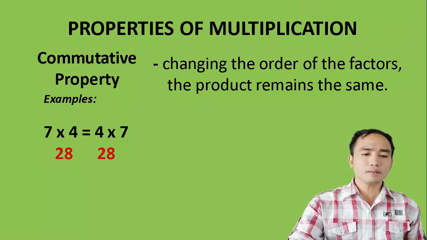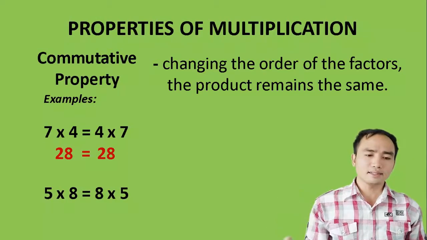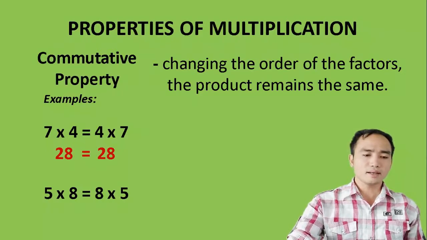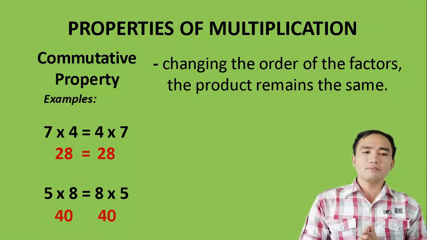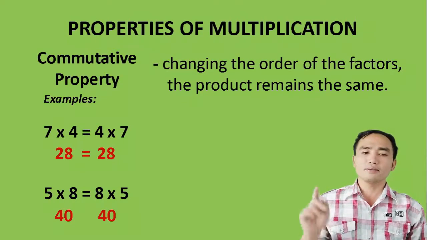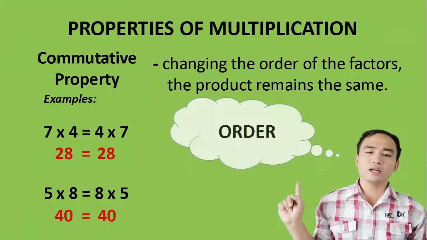Another example: 5 times 8 is 40. Also, if you are going to change the order of the factors, 8 times 5 is also 40. So if you are going to describe or to identify commutative property of multiplication, just think of the order.